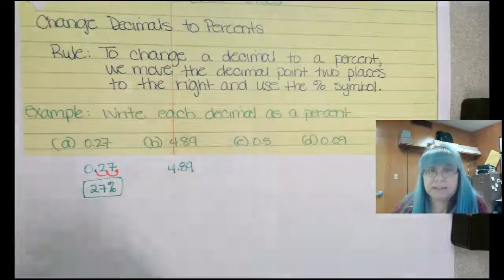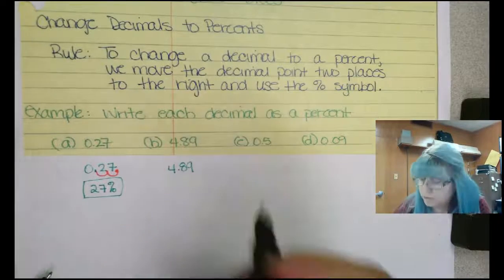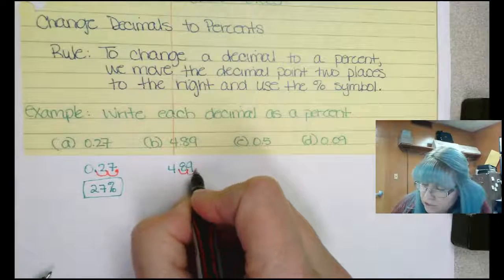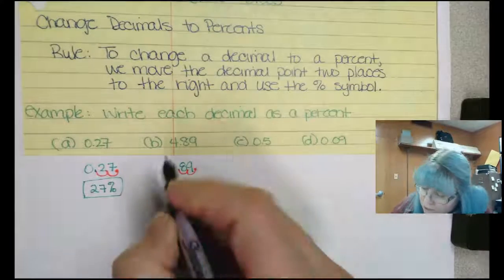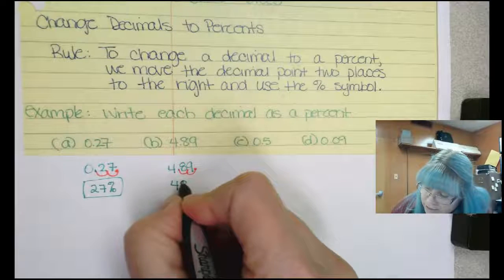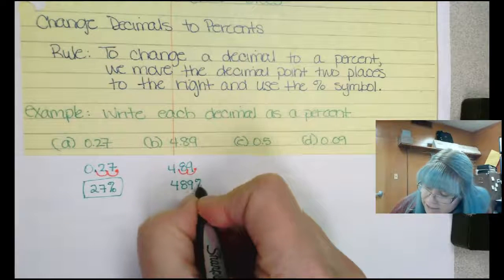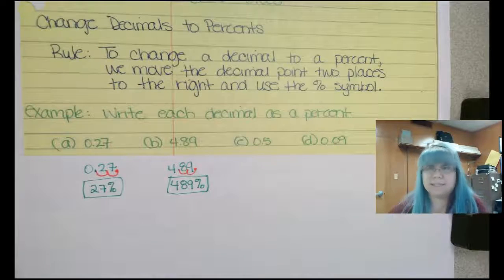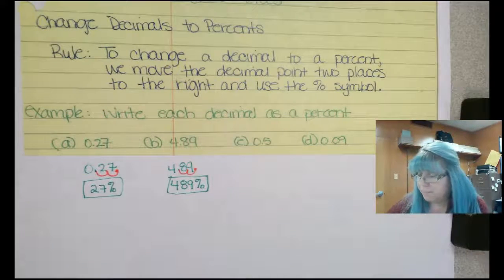Okay. 4.89. We need to move the decimal 2 spaces to the right. 2 positions. 1, 2. So that will be 489, and then add the percent symbol. Do not forget to add the percent symbol.